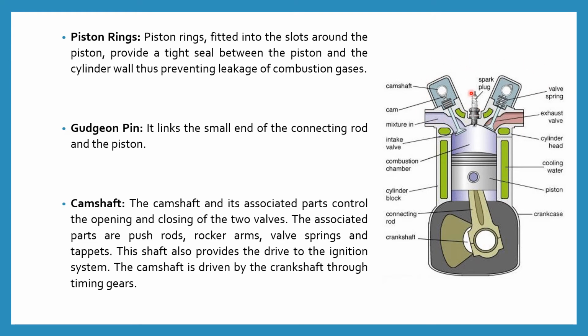Showing a cut section view of the camshaft. The camshaft and its associated parts control the opening and closing of the two valves. The associated parts are basically push rod, rocker arm, valve spring and the tappets. These shafts also provide the drive to the ignition system. The camshaft is driven by the crankshaft through the timing gear.